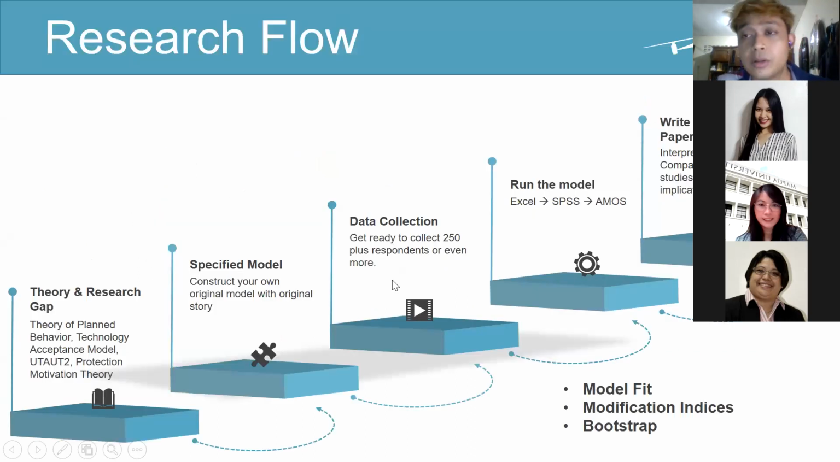And then this is the research flow, actually the standard research flow for someone who wants to conduct a study that utilizes SEM, usually one that is not experimental. So this is actually the one that utilizes a questionnaire. Usually the questionnaire. So we try to utilize well-established theory. That will be much better.